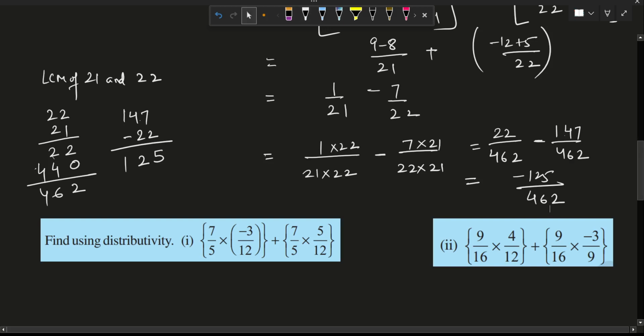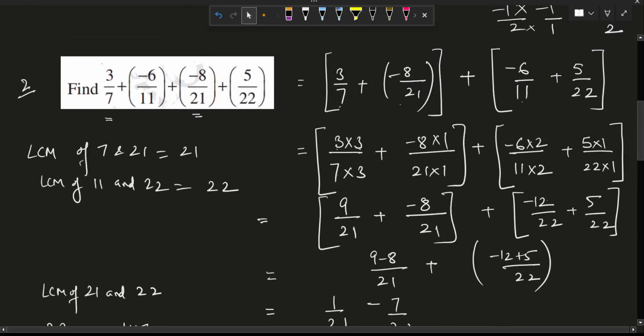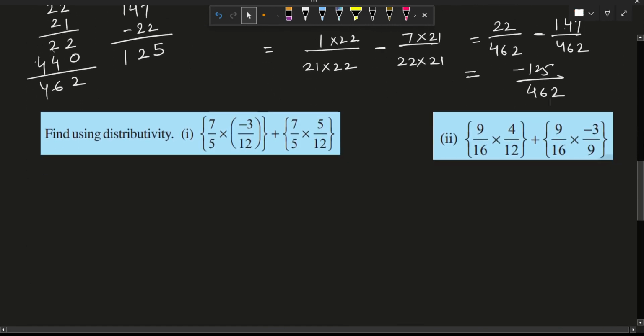So again, I'm saying please pause the video, see the question, solve it on your own, and then move to the next one. Here again, I used the property called associative property. I rearranged using that and added in a simpler way so that taking the LCM is easier, and I got the answer. Now let's move to these two questions.